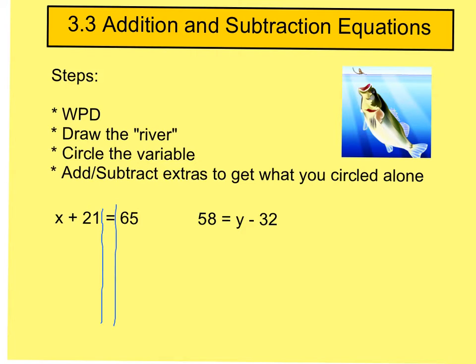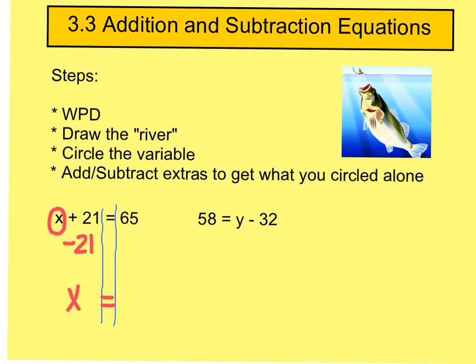So now what we're going to do is locate our variable. The variable is what we are solving for. So in this equation, the variable is on the left-hand side. After we circle the variable, we're going to add or subtract extra stuff that's next to the variable in order to isolate it, or get it by itself. So what I mean is I want my equation at the end to say x equals a number. In order to do that, I need to get rid of this plus 21. So I'm going to use the inverse operation, which would be minus 21.